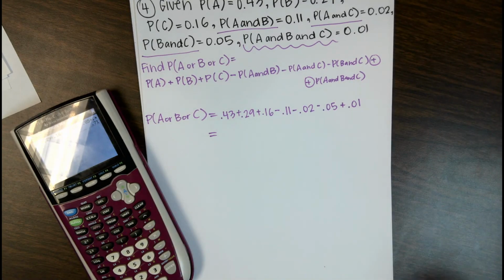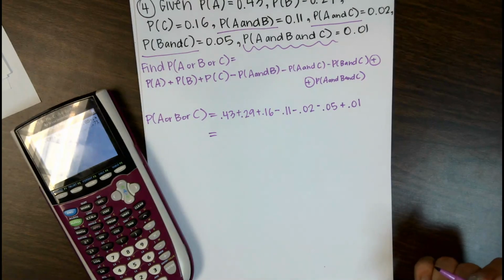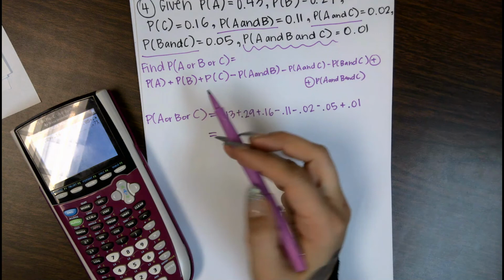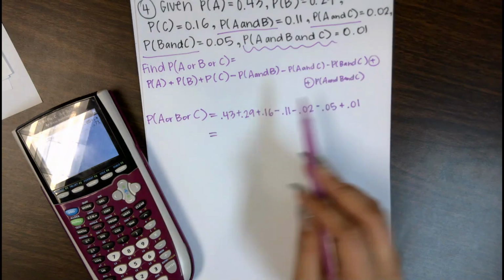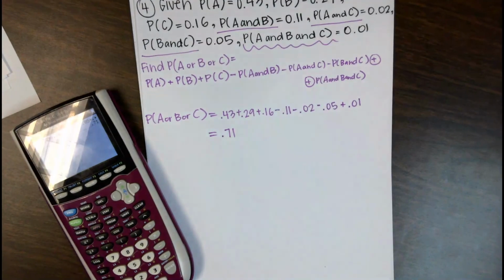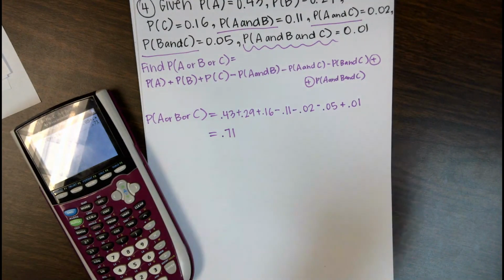Everyone should get 0.71. Okay? With all of this information they've literally given me, and then just having this formula written down, I come up with the fact that the probability of A or B or C occurring is 0.71. And y'all, that's it for 3.3.